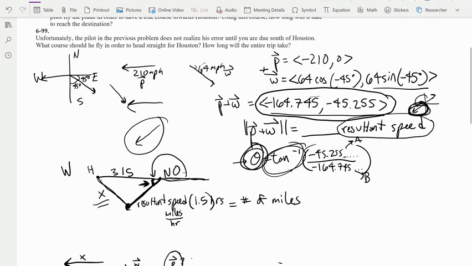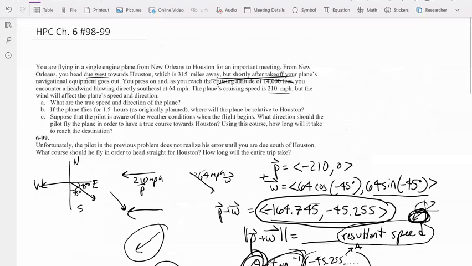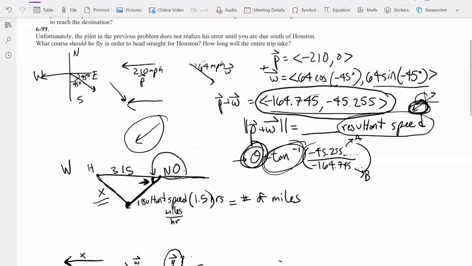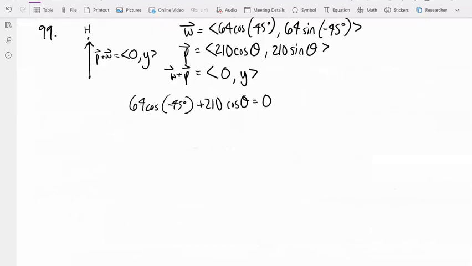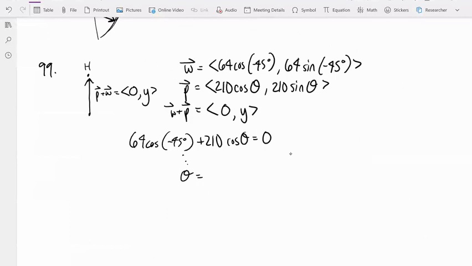So let's see what information I have. New Orleans to Houston is 315. Okay, so again, you can solve this for theta. Let's see, will you need to add or subtract 180? So the wind is this way. So the plane will need to be heading in the second quadrant.